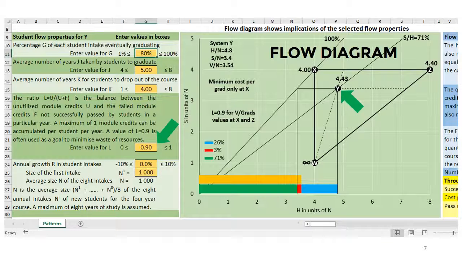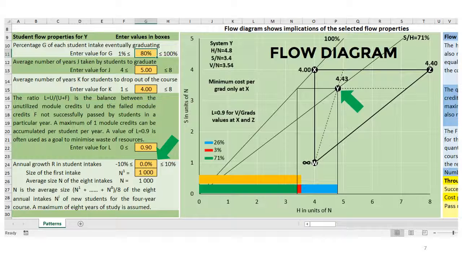The fourth essential flow property L is the balance between the unutilized module credits U and the failed module credits F not successfully passed by students in a particular year. A maximum of 1 module credit can be accumulated per student per year. To minimize waste of resources, a value of 0.9 has been assigned to L, for example.